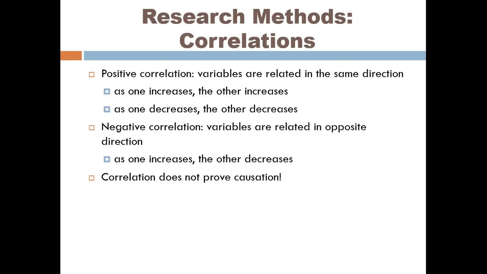When we examine correlations between variables, there are three possibilities that may happen. Number one, there is no correlation or relationship found between the two variables. Number two, there is a positive correlation. And number three, there is a negative correlation. A positive correlation happens when both variables move in the same direction. If one variable increases, the other variable increases. For example, as a student's study time increases, so does his test average.